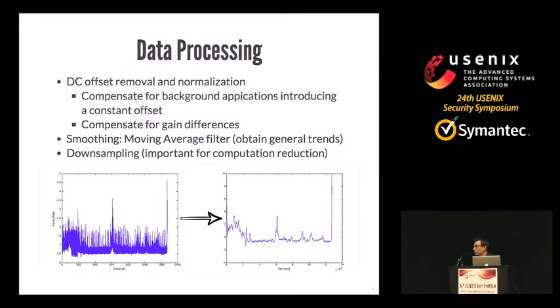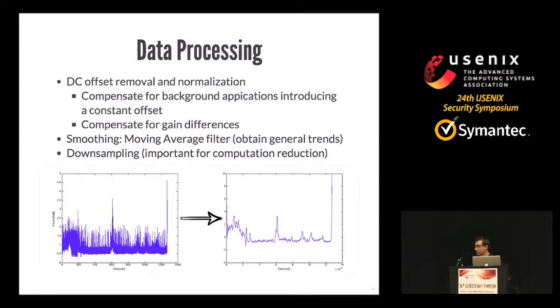Some data preprocessing we perform. First of all, we apply DC offset removal and normalization. This is important for the following reason. For example, an application that's running in the background, such as a GPS, can introduce a constant shift in the power consumption. So the power consumption is higher, but it is higher by a constant additive factor. What we would like to do is to get rid of this offset to be able to compare time series that were measured under different conditions. And that's why we use this normalization and offset removal. And we also compensate for gain difference, which might be introduced by different amplifiers in two different devices, to normalize the amplitude.